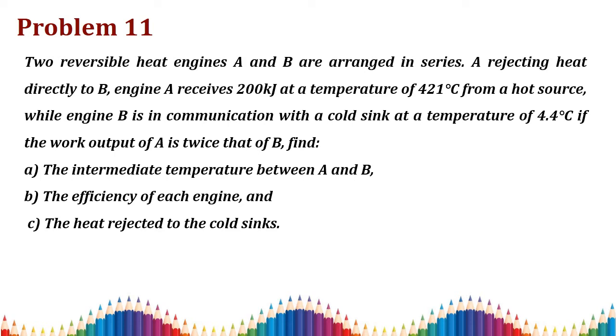So each engine has a separate work output: the first heat engine A is WA and heat engine B is WB. Here the work output of A is given as twice that of B, so the work done of A is 2 times the work done of B. We need to find the intermediate temperature between A and B, the efficiency of each engine, and the heat rejected to the cold sinks.